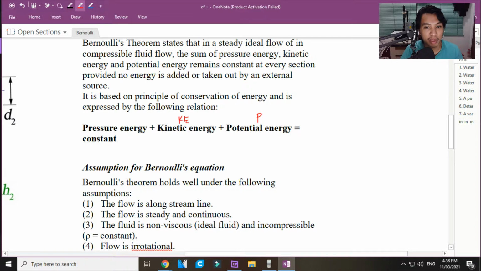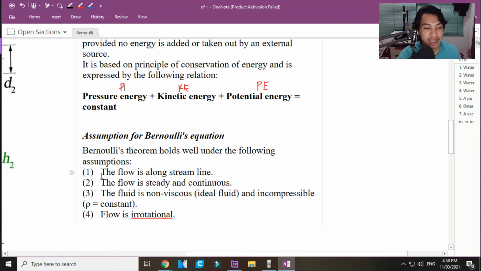Potential energy. Pressure na lang yan. The assumptions, okay? We have 4 assumptions pagdating ng Bernoulli Equation. Since it is a theorem, it holds well under the following assumptions. Okay. The flow is along a streamline. Okay? Meron kang sinusunod na definite streamline.